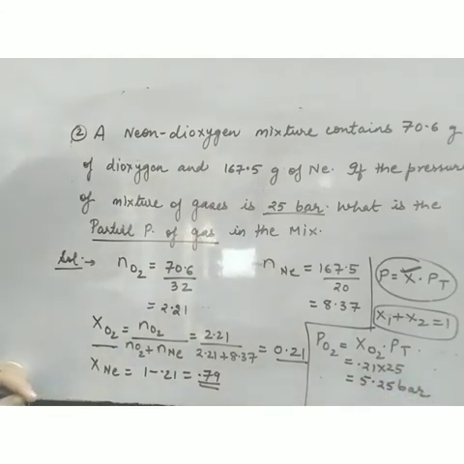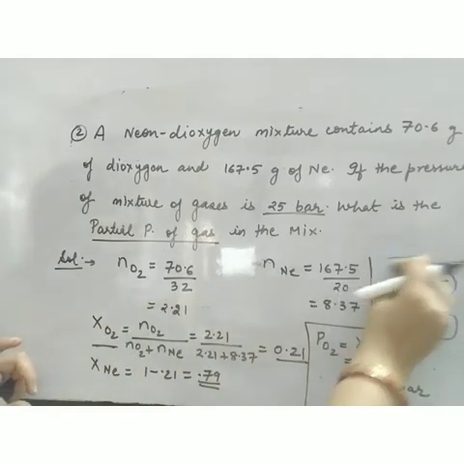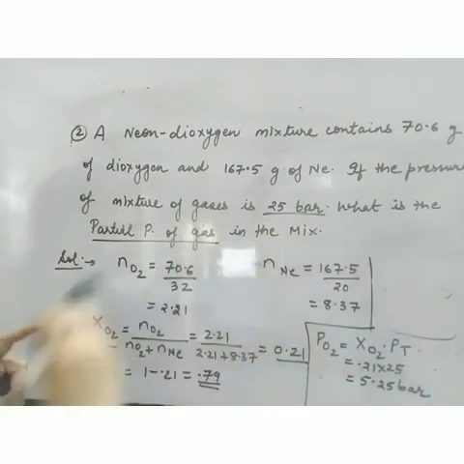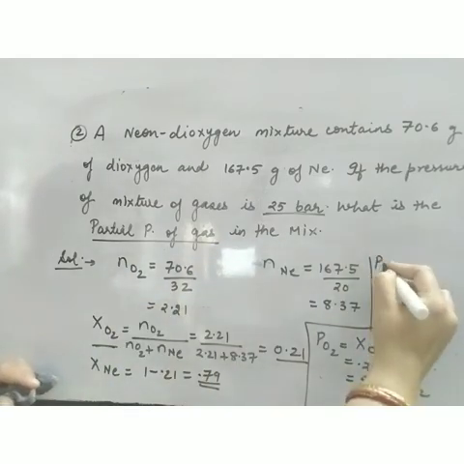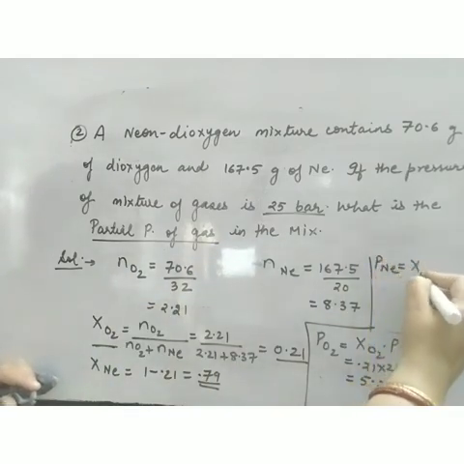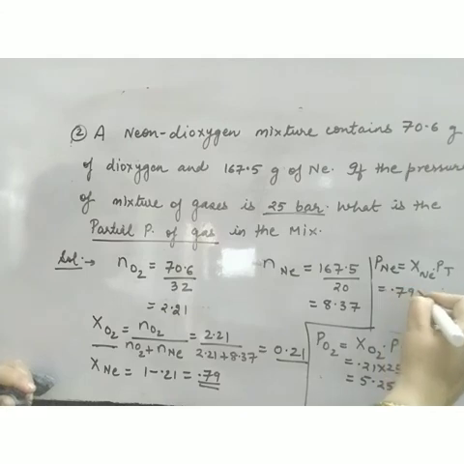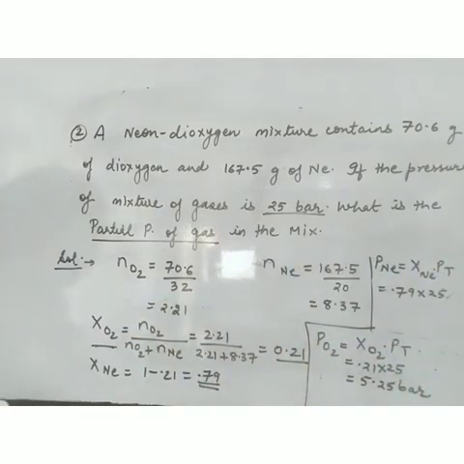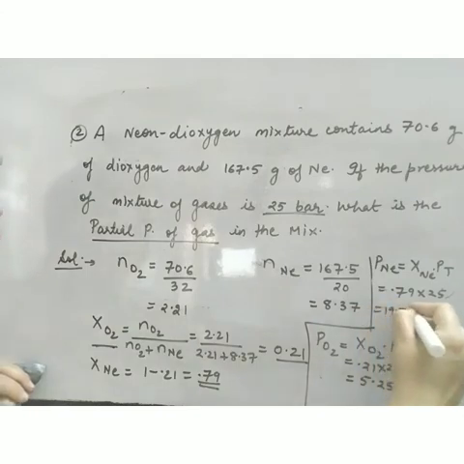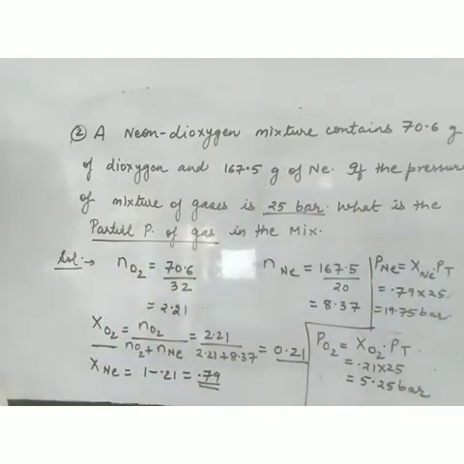And likewise we can calculate for neon also. So I'm writing it here. Partial pressure of neon is mole fraction of neon into P total. What is the mole fraction of neon? It is 0.79, into total pressure, which is 25. So it is 19.75 bar. Okay, so this is how we can calculate the partial pressures if the total pressure is given to us.